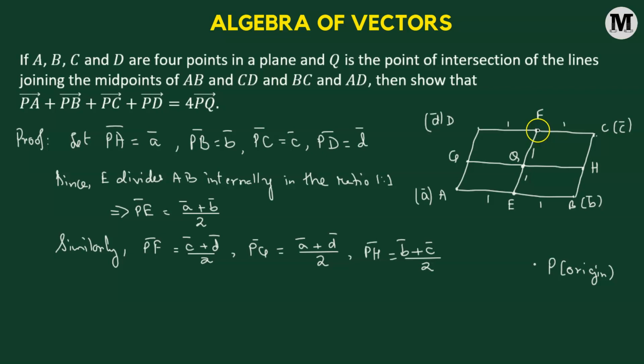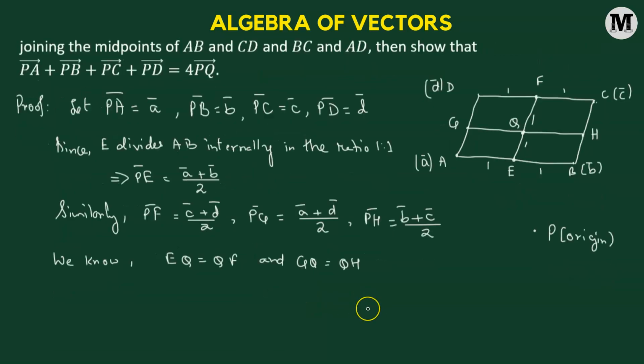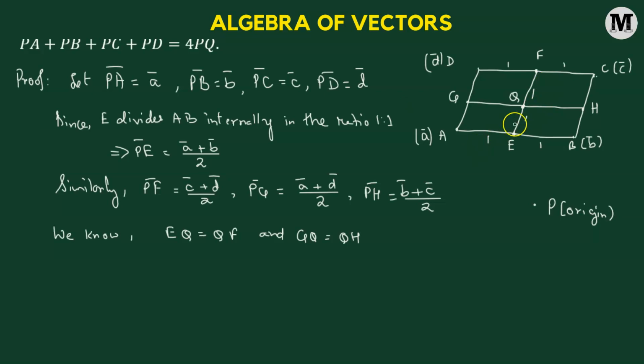Fine. Now, in this particular case, ABCD is a quadrilateral, and we know for a fact that the lines formed by joining the midpoints of the opposite sides of a quadrilateral are always going to bisect each other. That means we can say that EQ equals QF, and also GQ equals QH. Now this simply tells us that Q divides GH in the ratio 1:1, and Q also divides EF in the ratio 1:1. So again we can use the internal section formula to define the position vector of Q.